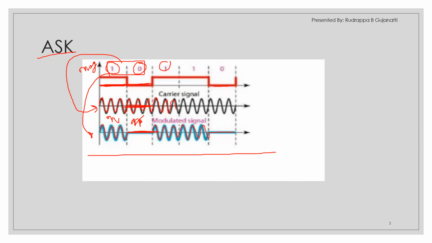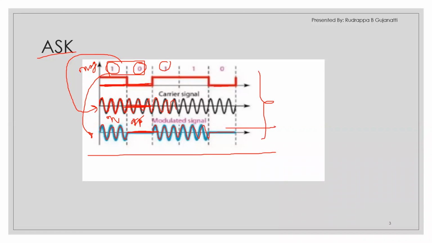But what about the frequency and phase? You are not altering the frequency and phase of the carrier. You are maintaining them as they are. The only thing you're altering is the amplitude. When it is 1, you are maintaining it, and when it is 0, you're suppressing it. So this is amplitude shift keying.